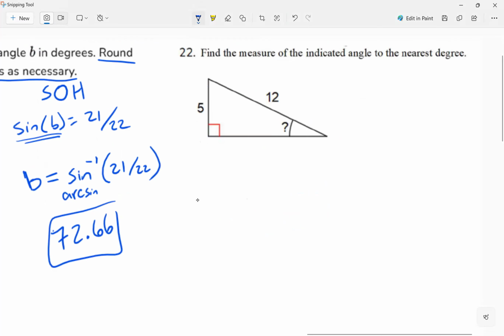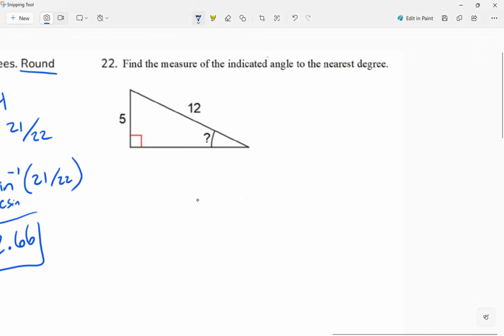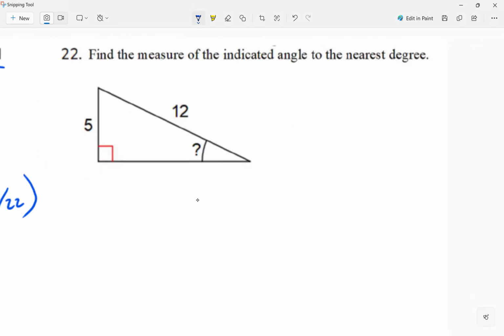Okay, let's take a look at number 22 here. Find the measure of the indicated angle to the nearest degree. So from the 90 degrees, opposite from the 90 degrees is always the hypotenuse. From this corner, farthest away, that's the opposite. So it means this is my adjacent. I know the opposite is 5. I know the hypotenuse is 12. I have no idea what the adjacent is. So I'm using opposite and hypotenuse.